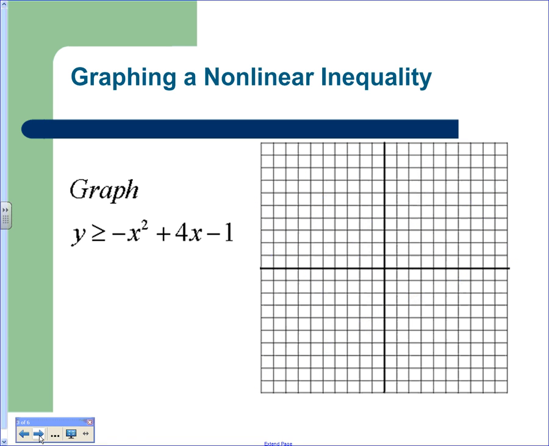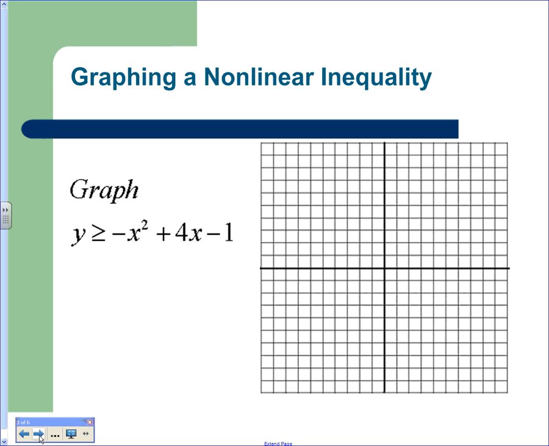I never know which way to draw my line. I know the y-axis is this way, the x-axis. Oh, I got that mixed up. We'll go over it. Let's look at the lesson first.